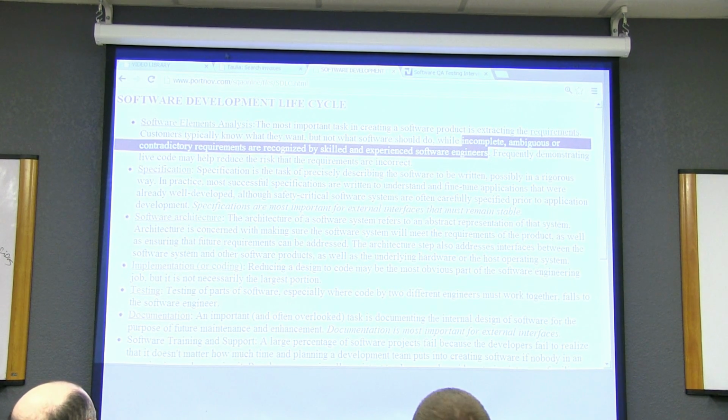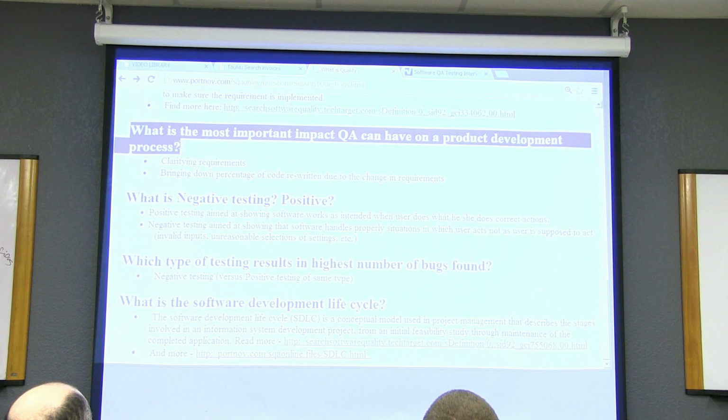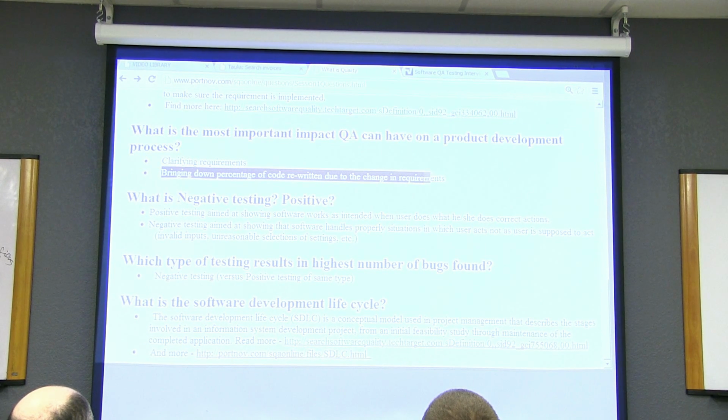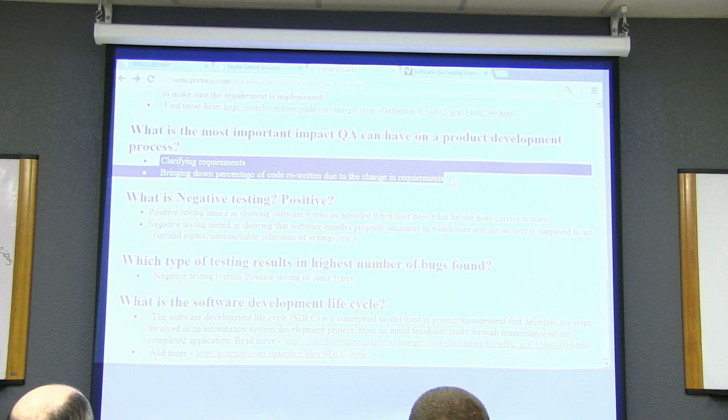So when we answer here, it says, what is the most important impact QA can have on product development? Well, clarifying requirements. Yeah, we can eliminate a lot of changes in the future, bringing down the percentage of code rewritten due to changes in the requirements. So they are coming from the same source. But again, different people might have different ideas.